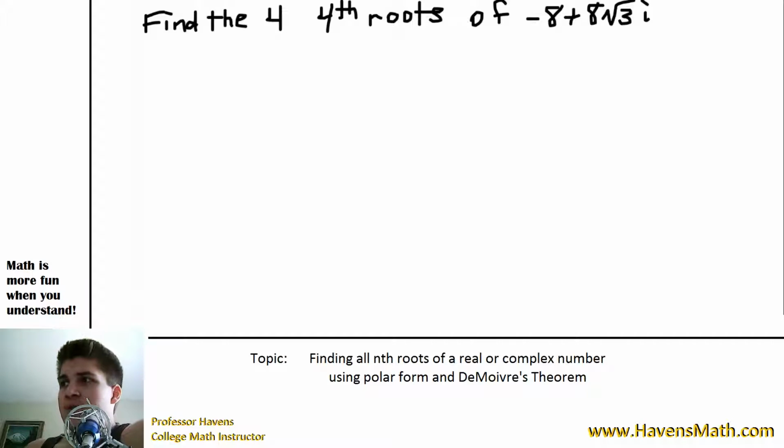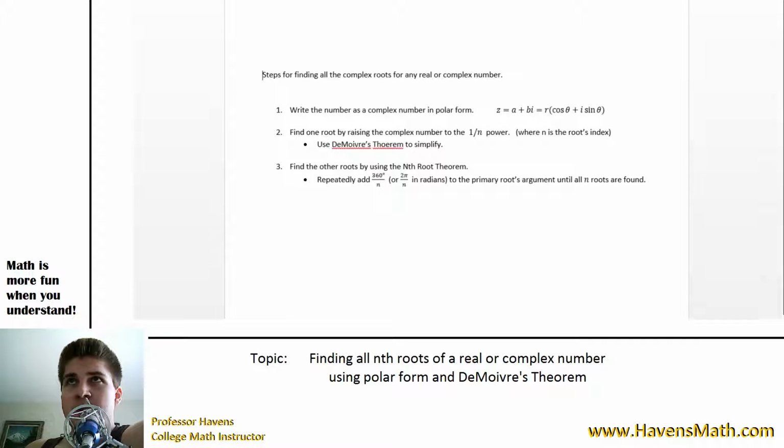But again, we're going to be using my little step-by-step tutorial for finding the nth roots. Step 1 is write the number as a complex number in polar form. Step 2, find one root by raising it to the 1 over n power and using DeMoivre's theorem. And I just realized I misspelled theorem here. That's a little embarrassing, but a little mistake there. But DeMoivre's is not actually misspelled. And then step 3 is repeatedly adding 360 over n to find the other ones.